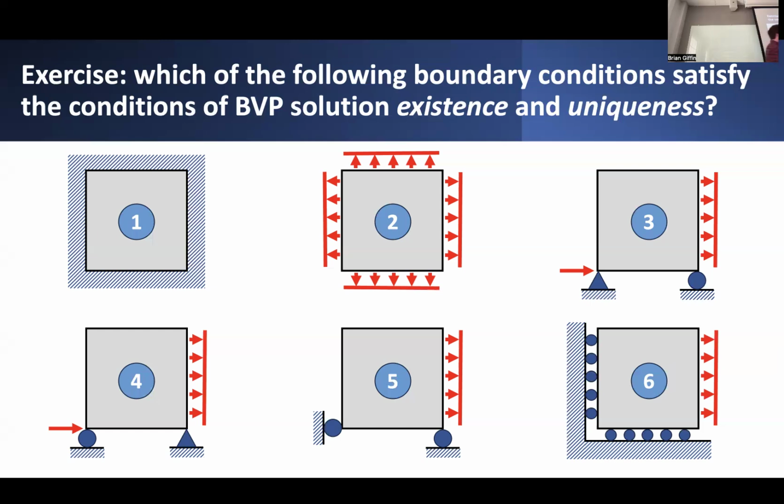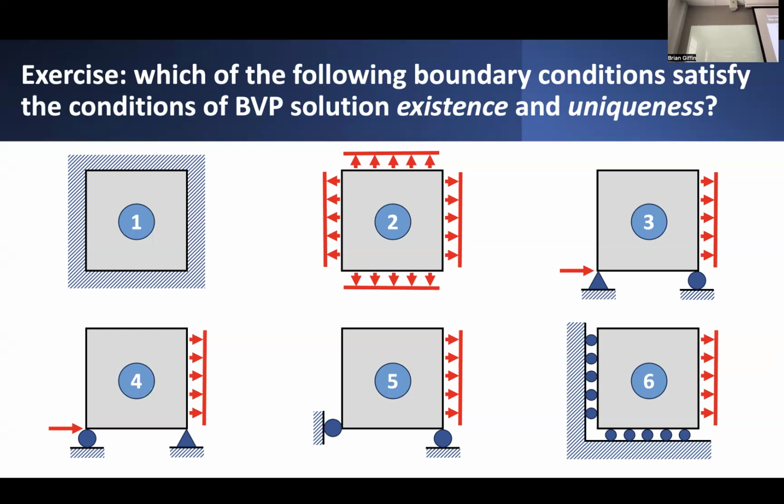What about number three? Who says yes to number three? Some hesitancy. Who says no? A lot of no's. Okay, well, that's good, actually. I would say no here as well. And the reason? Overconstrained. Yes, I'm hearing a lot of it.